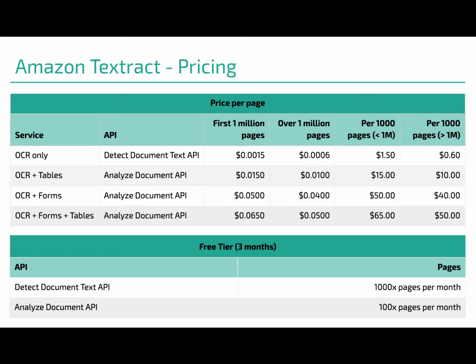Now for JPEGs and PNG files, as I said before, these would count as a single page. And obviously for a PDF document consisting of a number of pages, you would pay for each page that's contained in your document. There's also quite a generous free tier, which is available for 3 months. For the OCR portion of it, you get up to 1,000 pages for free per month. And for the form and table extraction, you get up to 100 pages free per month.